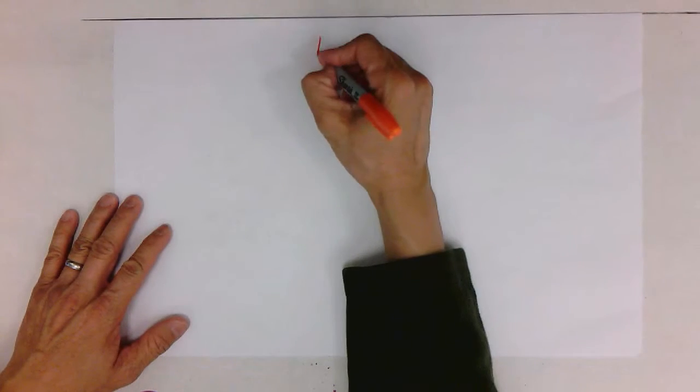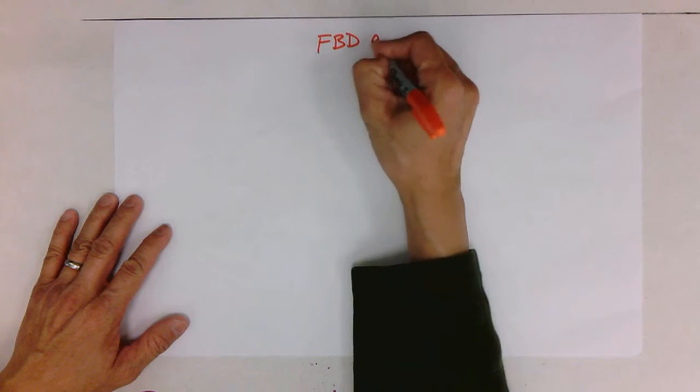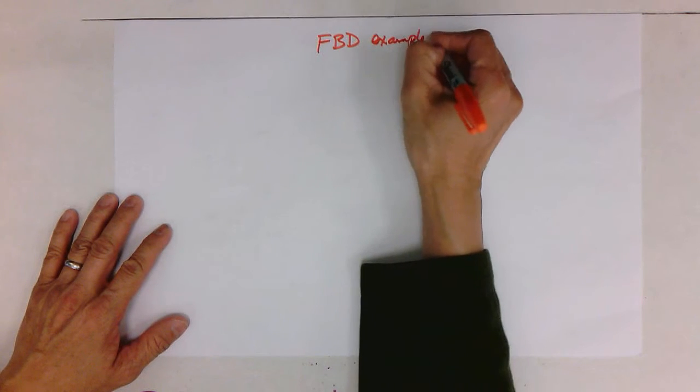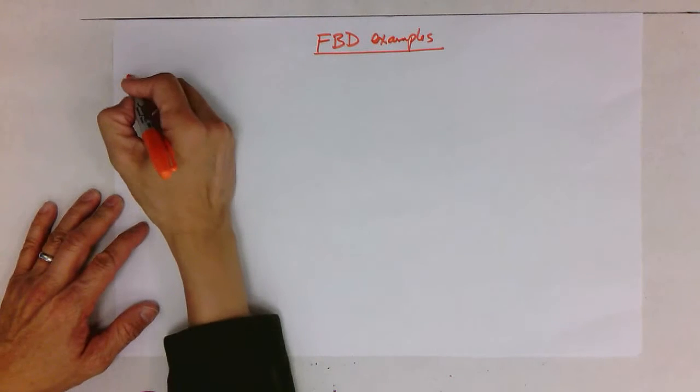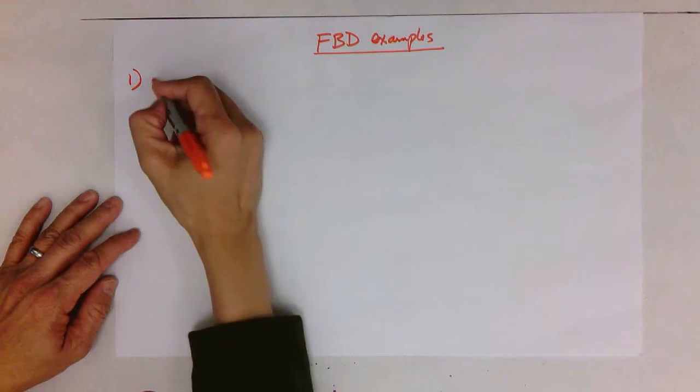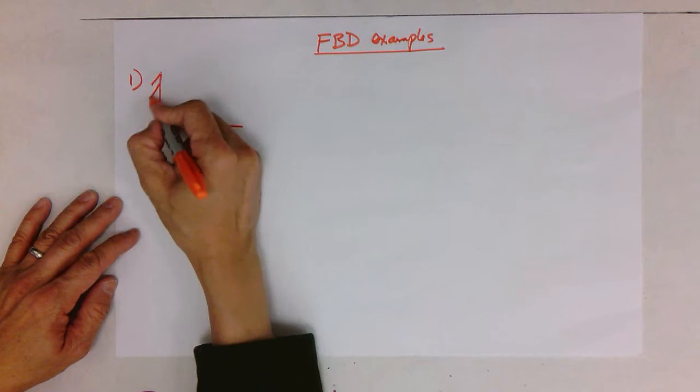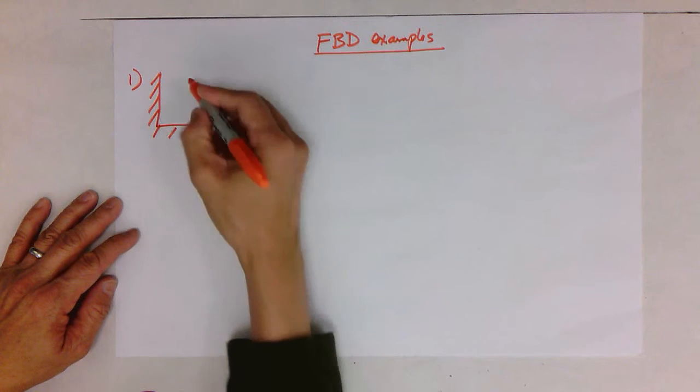Hello everyone. In this video we're going to take a look at some examples of free body diagrams. Okay, so the first example is a person pushing on a wall. So here's a representation of that.